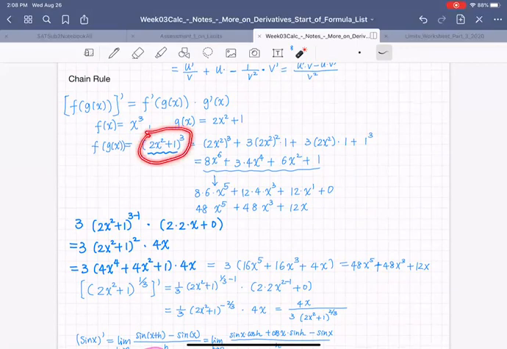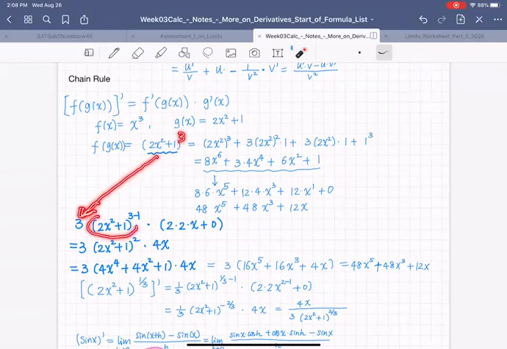You have 2 layers. Your outer layer is something cubed. Your inner layer is this guy. Please follow me. This guy, you take the outer layer. That's 3.